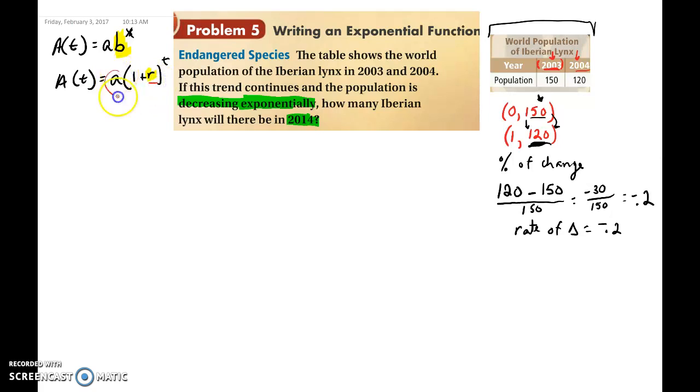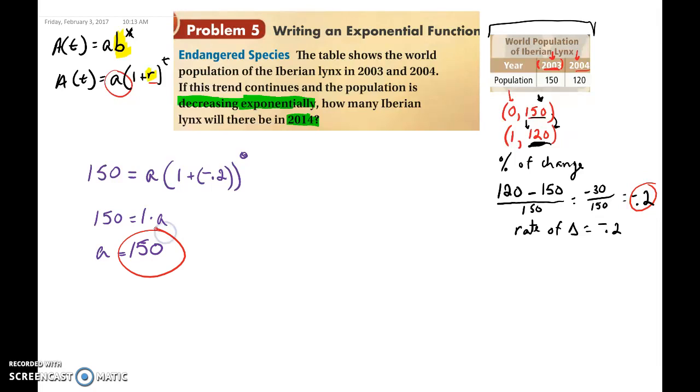So now the last letter that we need to solve for is this a. And we know that when x is 0, our y value is 150, so we can plug that in. So we can say 150 is equal to a times 1 plus negative 0.2 raised to the 0 power. And we know that anything raised to the 0 power is equal to 1. So this will simplify to 150 is equal to 1 times a, or a is equal to 150. So we solved for our r, we solved for our a. So now we can plug into our equation.